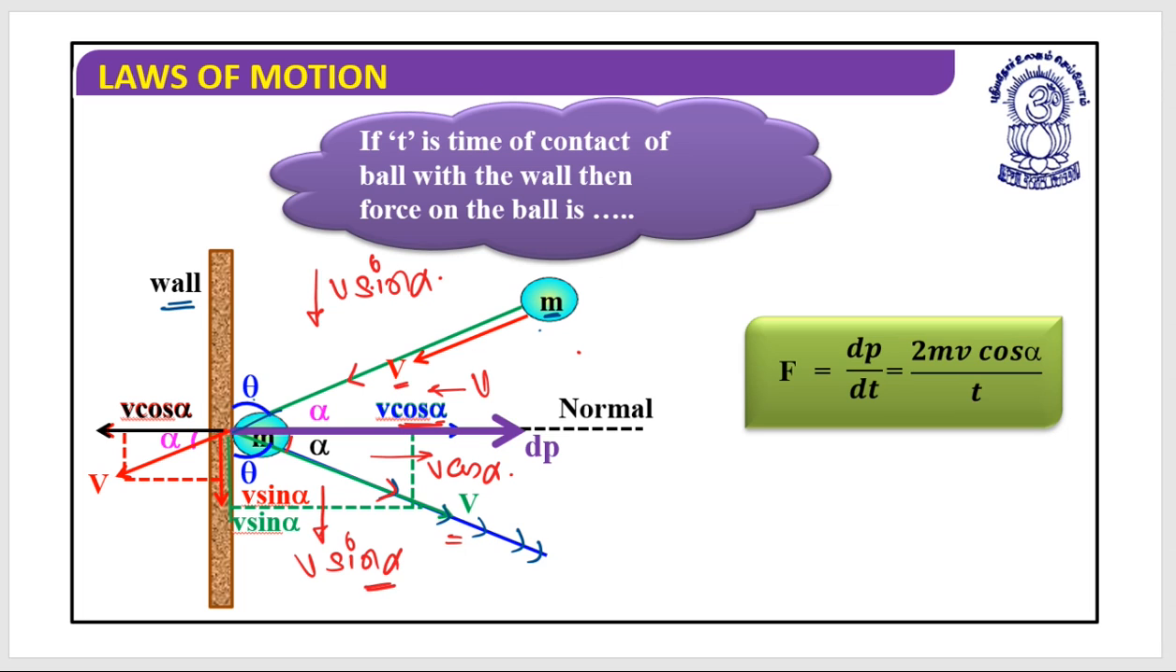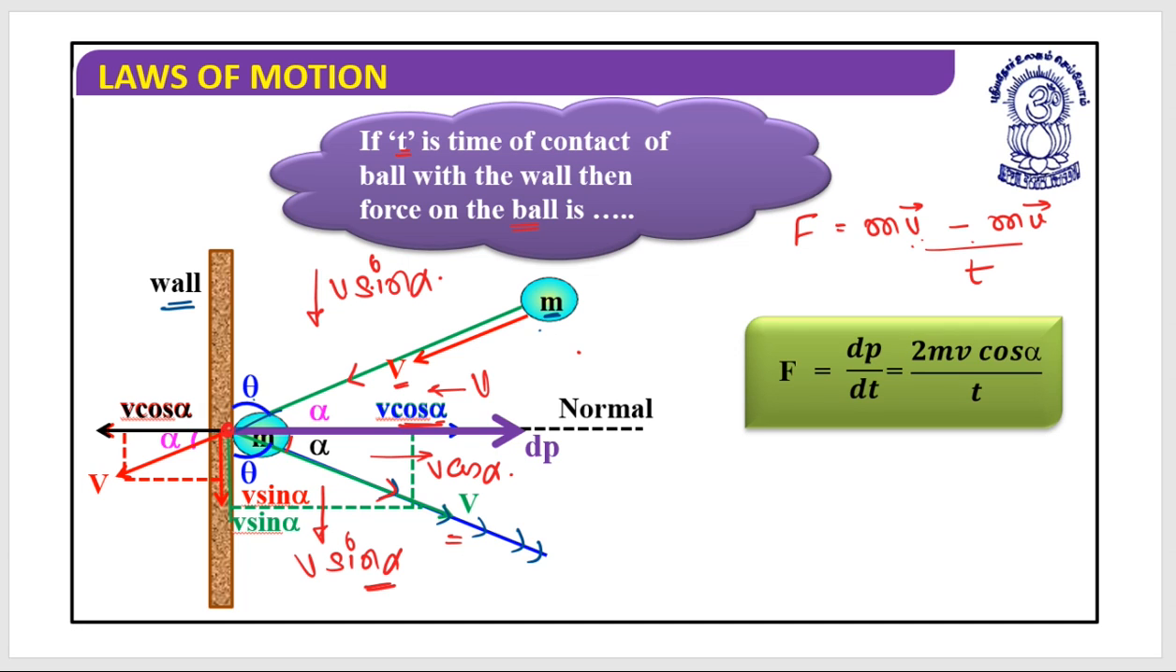Now let's assume that t is the time of contact of the ball with the wall. Then what I need to find out is the force on the ball. So how can I do this? What I can write is that F is equal to mv minus m into u, divided by time t. Now what is the value of u and v?